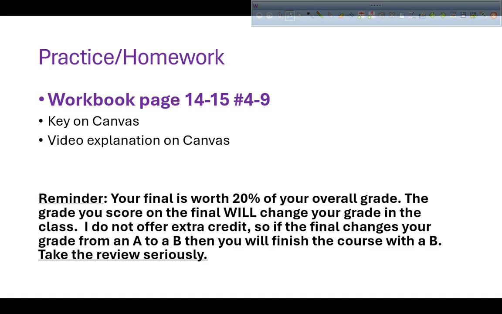4 through 9 is geometry. The key is on Canvas. There's video explanation on Canvas. Reminder, this is worth 20% of your overall grade. It is a big chunk of your overall grade. If you do the review, you'll be fine. Just make sure that you're doing it. You can grab your phones and listen to music as you're working on 4 through 9.